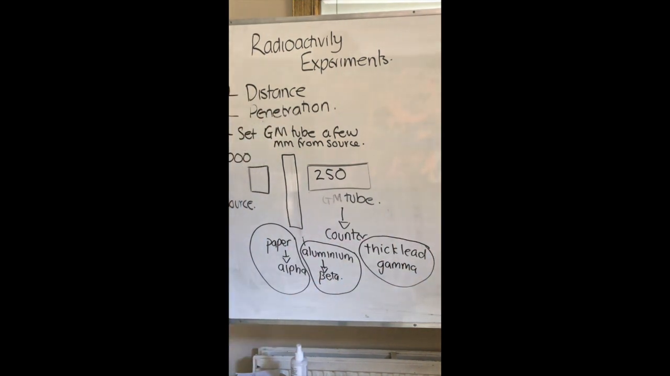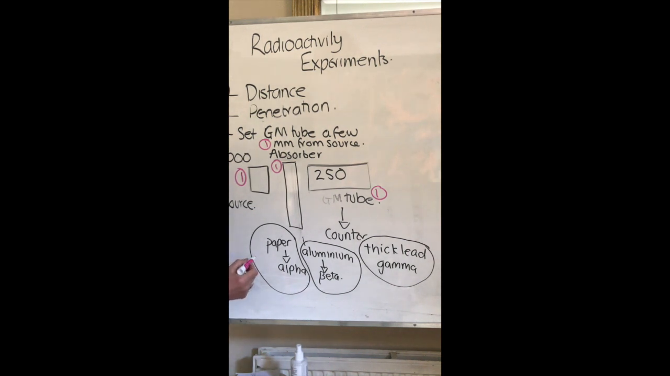So let's go back and go through the marking points for this question. Make sure you've got your source, make sure you've got your absorber labelled, and make sure you've got your GM tube. Make sure that it is close to the source, and be careful to say it is only a few millimetres from the source.